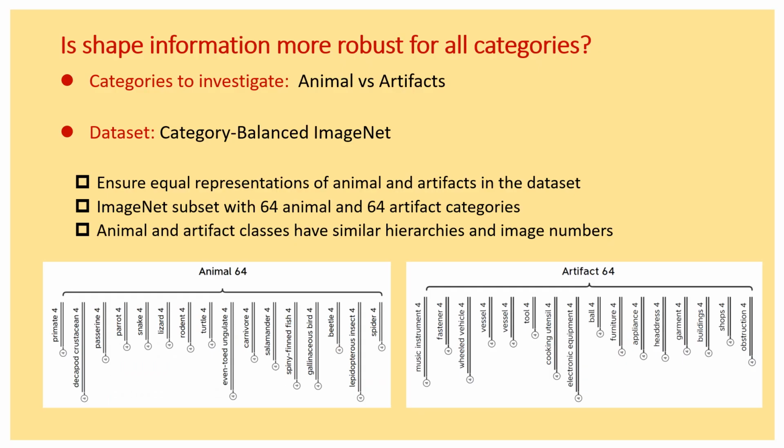We validate our hypothesis on case 1 first. Since we focus on animal and artifact categories, we build up the category-balanced ImageNet to ensure equal representation of animals and artifacts in the dataset. It is an ImageNet subset with 64 animal and 64 artifact categories. Also, animal and artifact categories have similar hierarchical structure and image numbers.